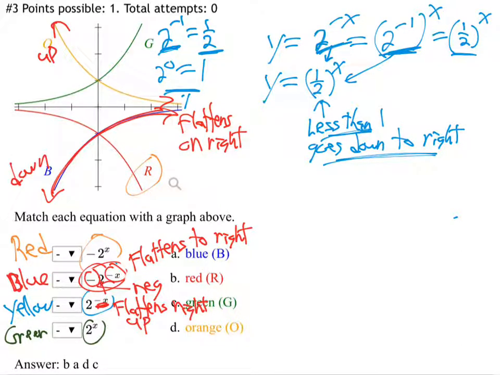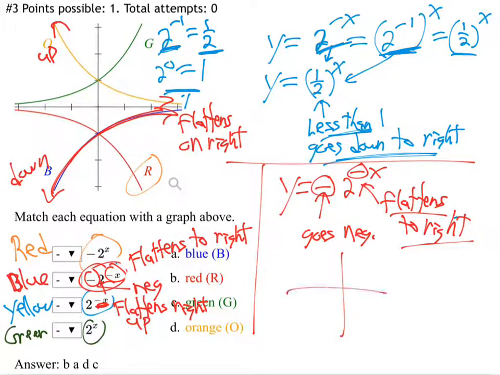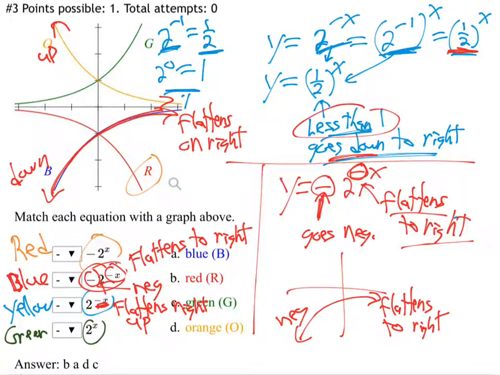So there we go. Here's a nice summary. If you have a negative in the front, the graph goes negative, and the negative on the x means that it flattens to the right. So it goes negative, and it flattens to the right. We're learning a lot about exponential graphs and how they work. A negative in the front means it goes negative, and negative on the x is really a half because it flips it, and anything less than 1 goes down, or I should say flattens. That's a clearer way to say it. It flattens to the right.